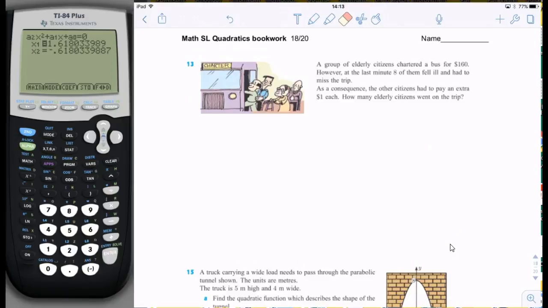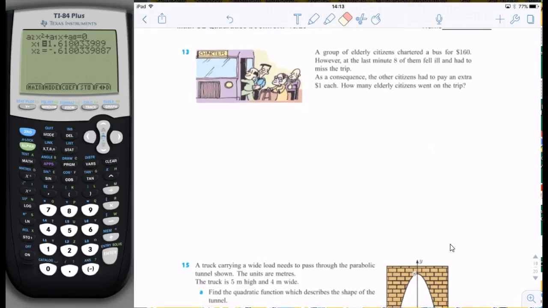Page 18, number 13. Another word problem for quadratics. A group of elderly citizens chartered a bus for $160. However, at the last minute, 8 of them fell ill and had to miss the trip. As a consequence, the other citizens had to pay an extra $1 each. How many elderly citizens went on the trip?